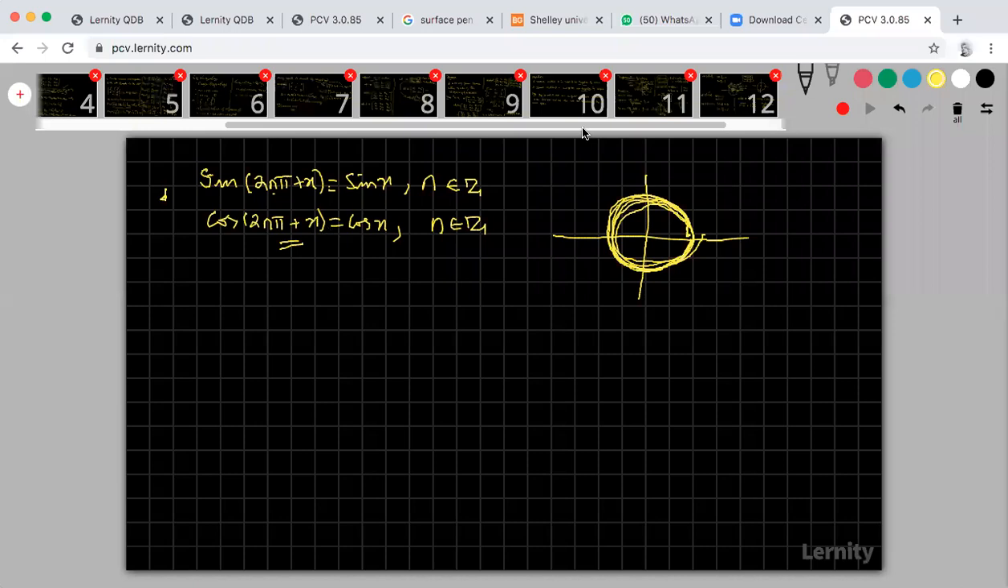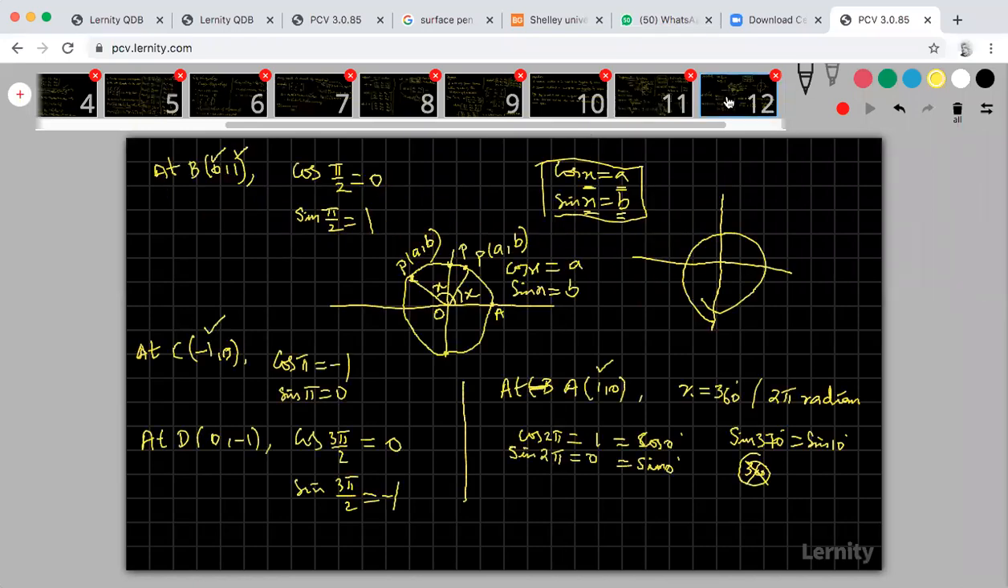Yes, some students have some doubts. Okay, so x is pi. Suppose at C, I have already told that if you take a point P here, this is 90 degrees, pi by 2. If you take a point here, this is my C. At C, the angle is pi, that is 180 degrees or pi. At D, this is 3 pi by 2. We have already discussed that.